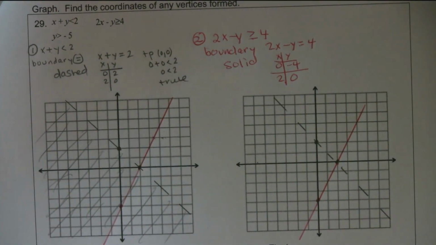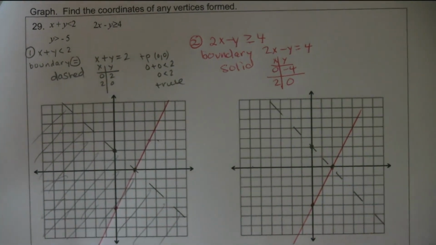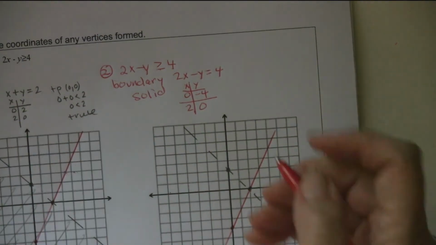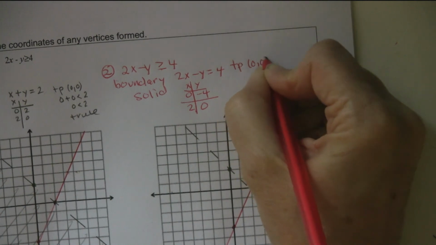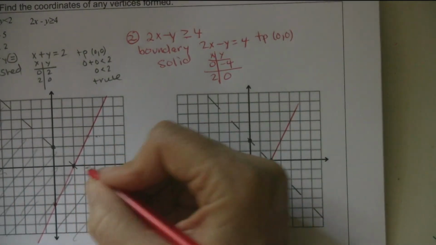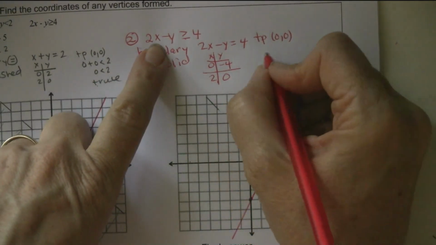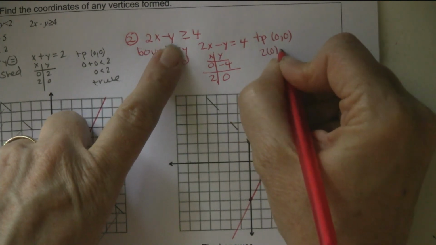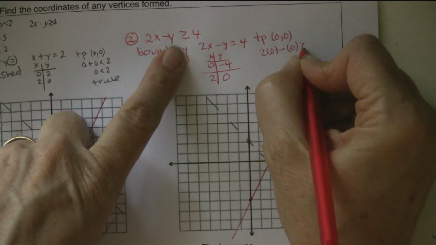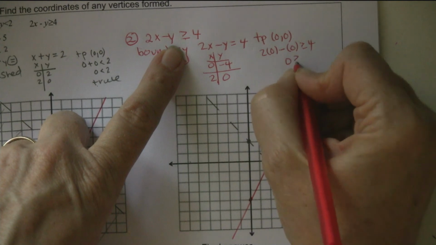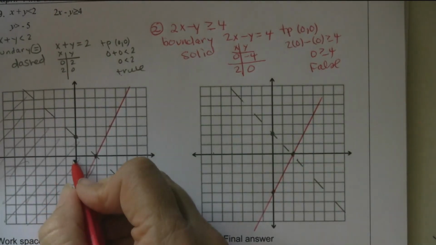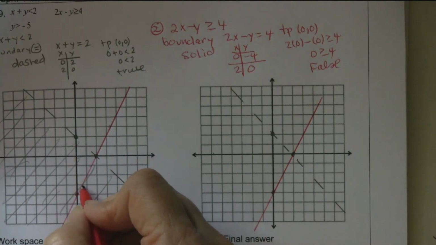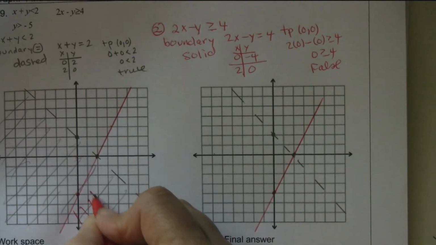Okay. Now I'm ignoring the pencil line and I'm doing a test point, TP, and I'm picking (0, 0), because that didn't go through (0, 0). So back in this original, 2 times 0 minus 0 is greater than 4. No, it's not. So that's false. So that means that (0, 0) is not the solution for the red line. It's on the other side.